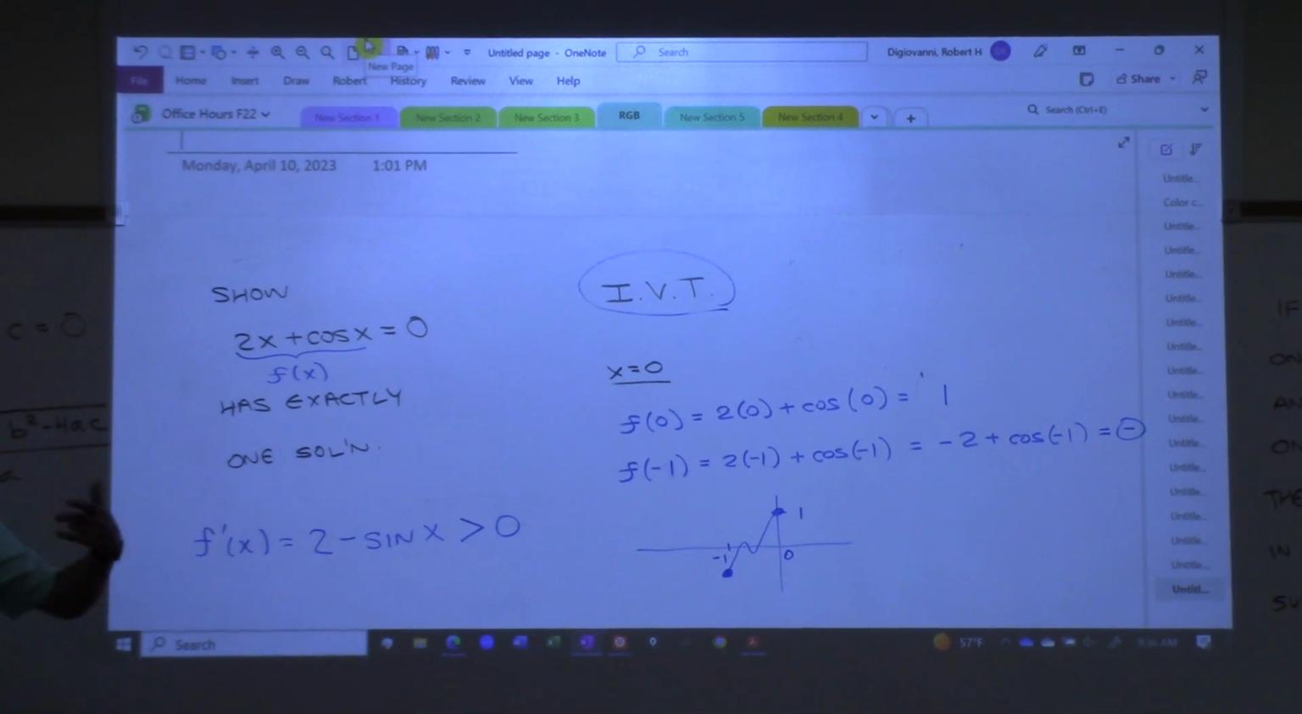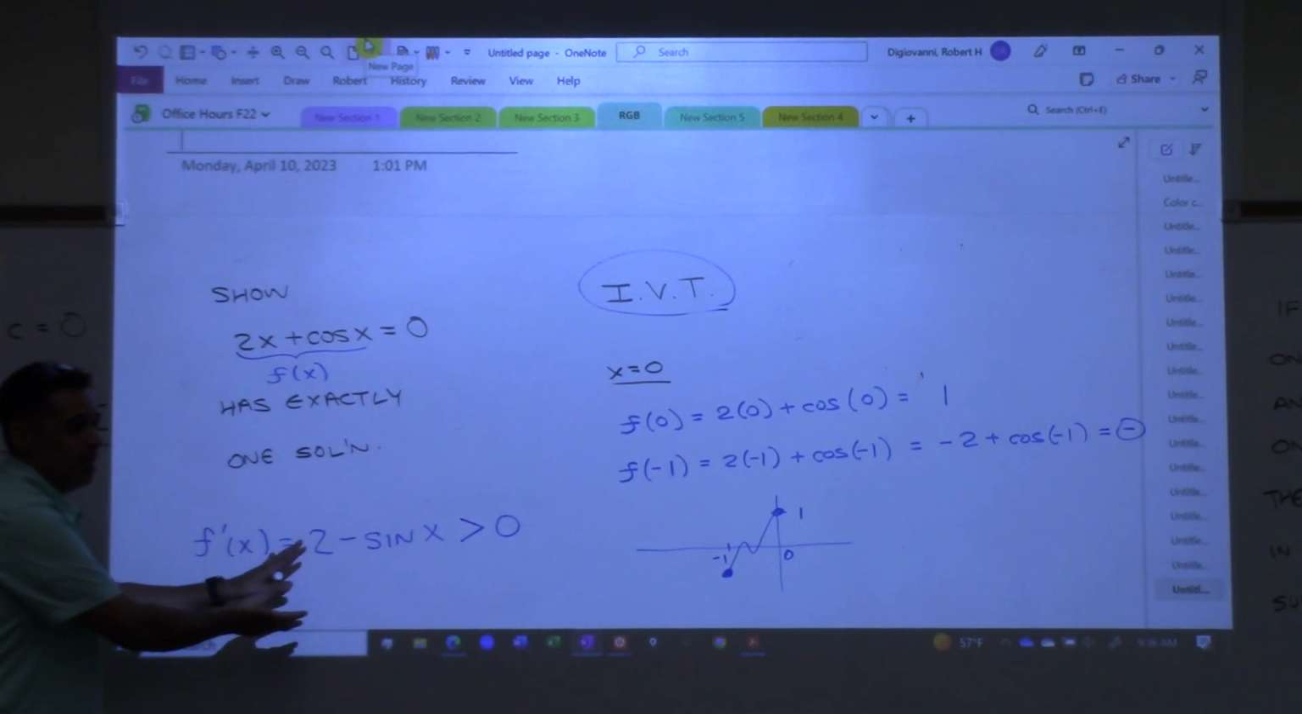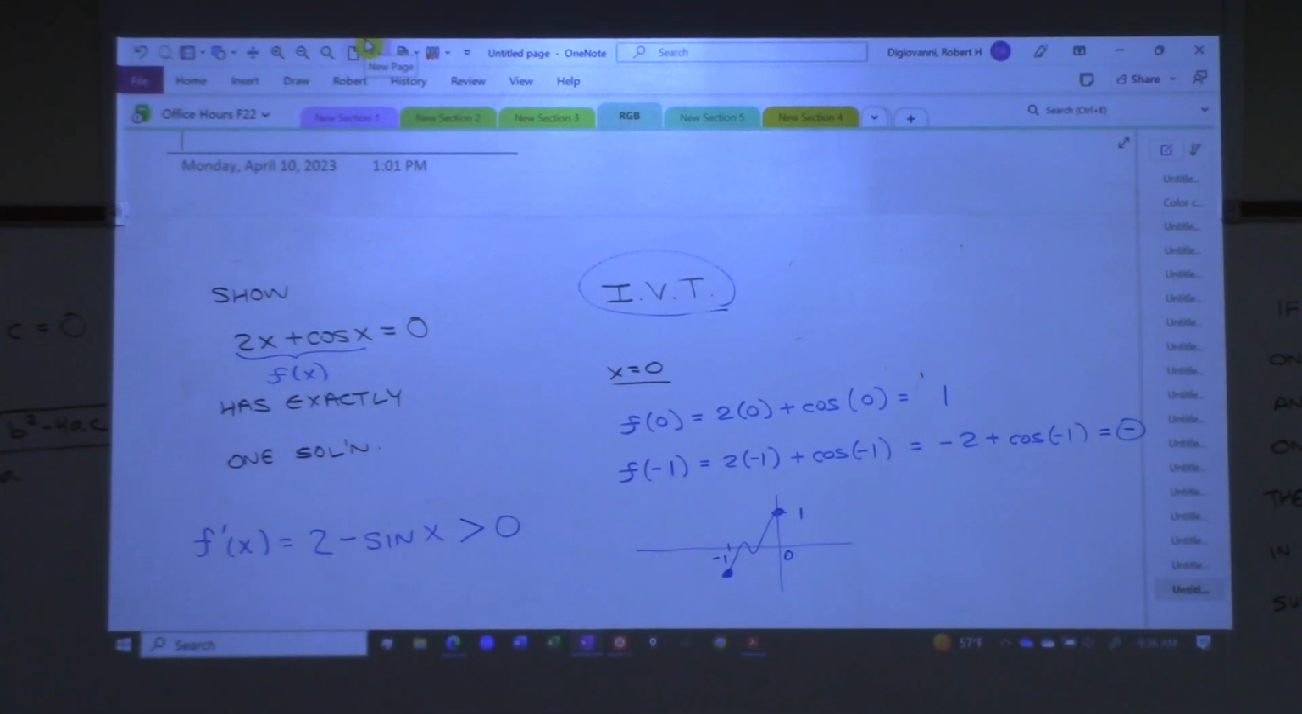The next section that we're going to get into here, and hopefully in the next 5-10 minutes, is about how the derivative impacts the shape of the graph. So we're going to do a lot more of this. This was just kind of leading you into it.